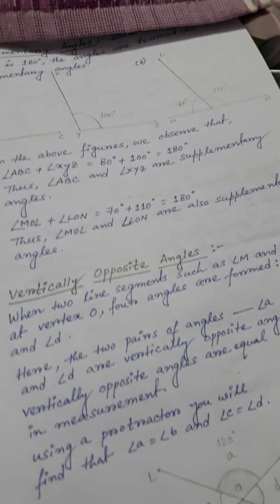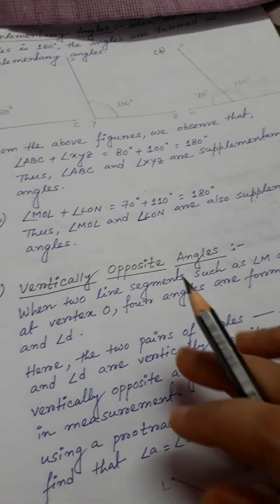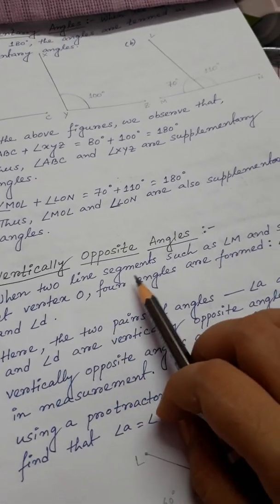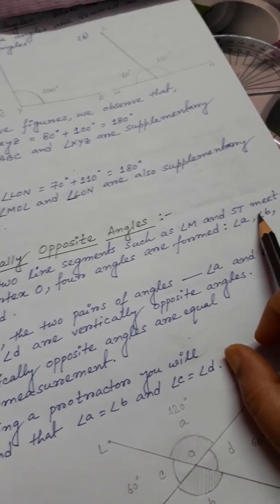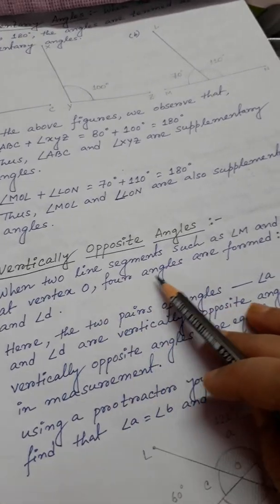Now another type of pair of angles is vertically opposite angles. When two line segments such as LM and ST meet at vertex O, four angles are formed.